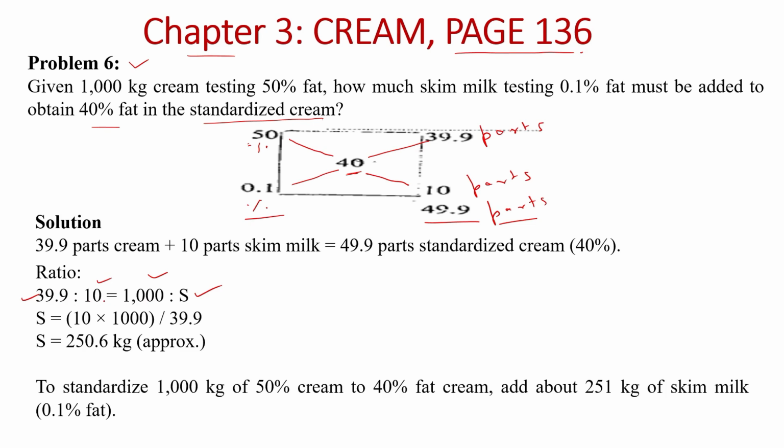If we equate these two ratios, we will have the quantity of skim milk that is required. So 10 by 1000 into 39.9, it is coming as 250.6 kg approximately. So to standardize 1000 kg of 50% cream to 40% fat cream, add about 251 kg of skim milk to the cream, and we will have standardized cream of 40% fat. So this type of numerical is again to be solved using the Pearson square method.